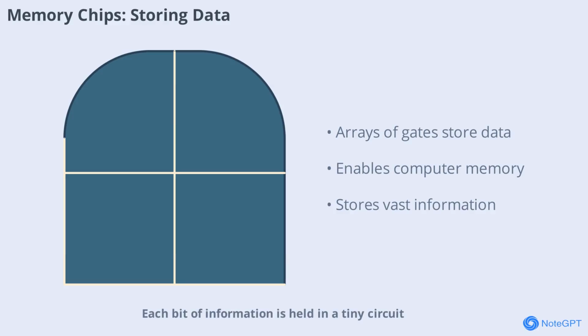Memory chips use arrays of logic gates and transistors to store data. Each bit of information is held in a tiny circuit, allowing computers to remember programs, files, and settings. Advances in memory technology have made it possible to store vast amounts of information in small, affordable devices.